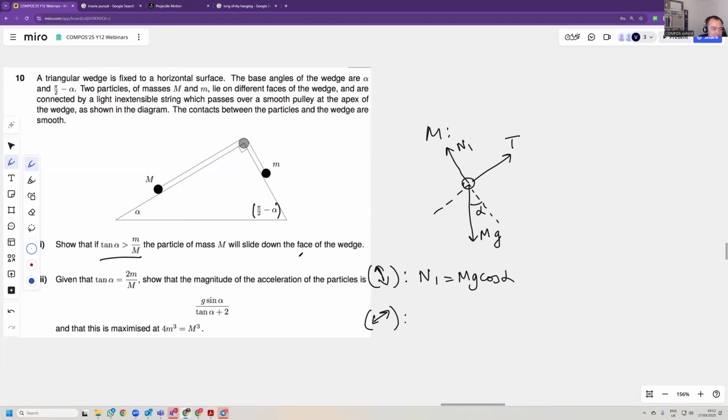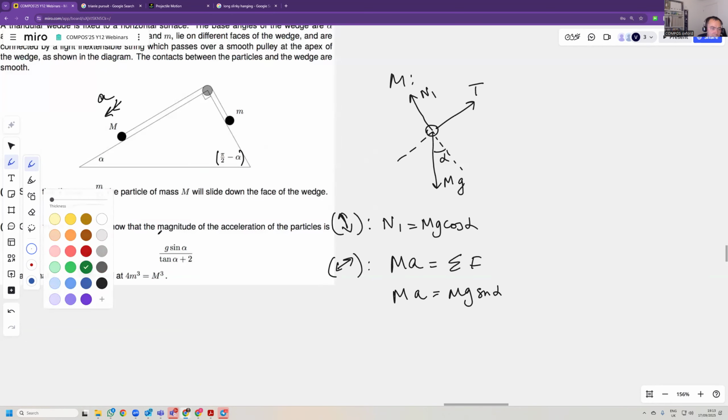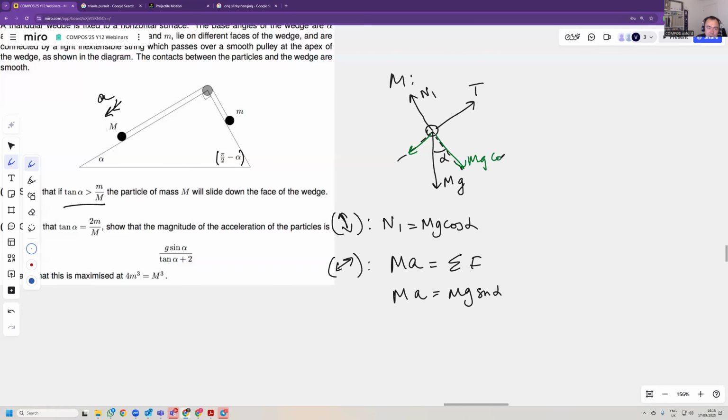Let's say it slides down, with acceleration down in this direction. So mass times acceleration is the sum of forces. The component down the slope is mg sine alpha. So ma is mg sine alpha minus tension. That's the first equation.